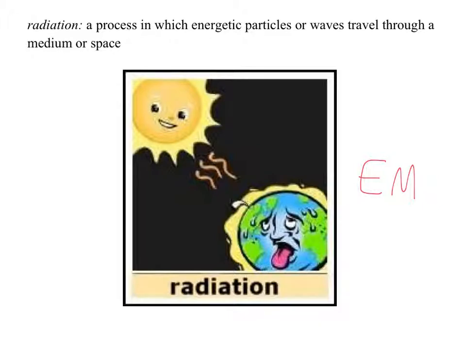So the three modes of heat transfer: conduction, which involves contact; convection, which involves fluid flow; radiation, which involves electromagnetic waves. Would something at absolute zero have radiation? No, because it would be absolute zero. That's the whole idea there. Okay, it would not give off any radiation there.